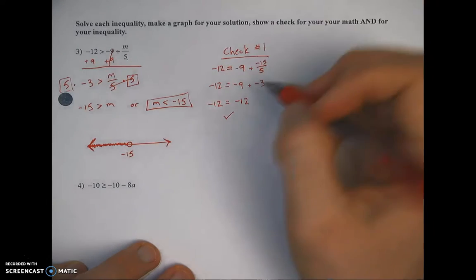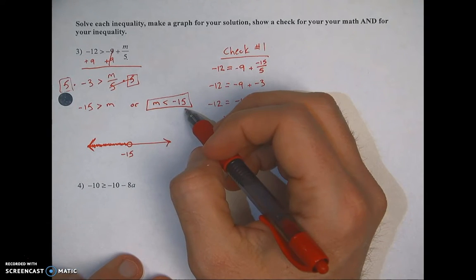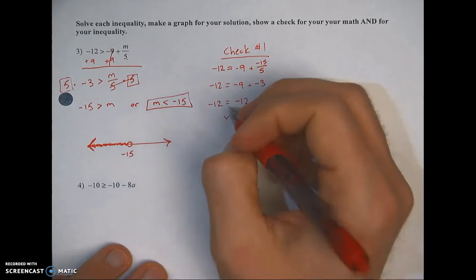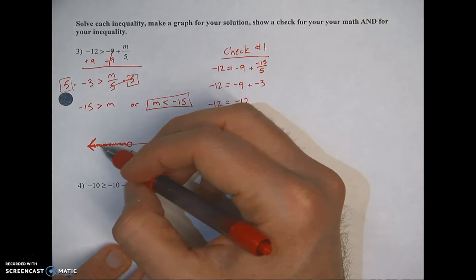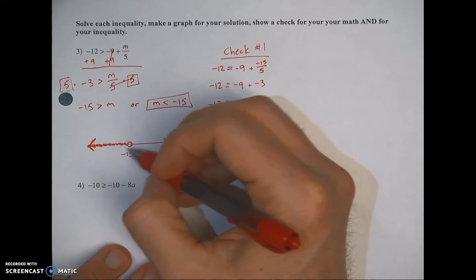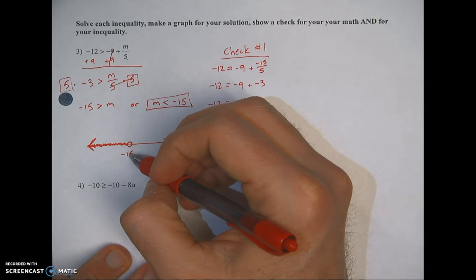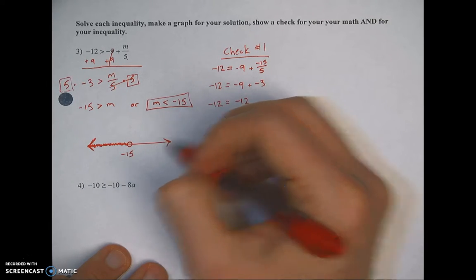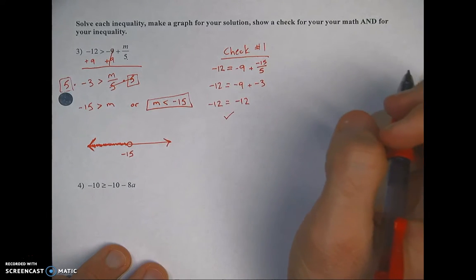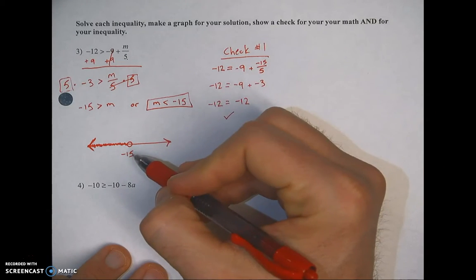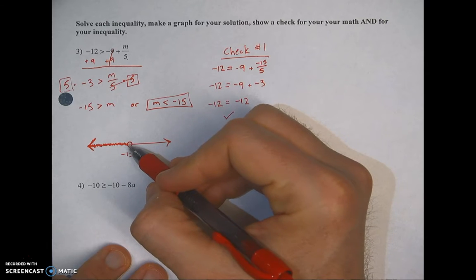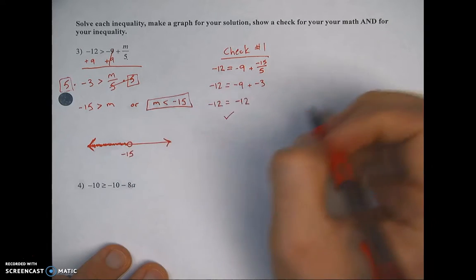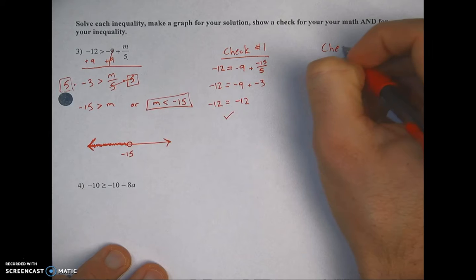So what that tells me is that the -15 is correct. What it does not tell me is, do I have this arrow going in the right direction? Because I could have got negative 15 as the right answer, but I could have got greater than and put it this way. And my answer is wrong, and this check does not show me that that's wrong. It only tells me that the negative 15 is the correct starting point. So how do I check if my arrow is going the right way? That's going to be check number 2.